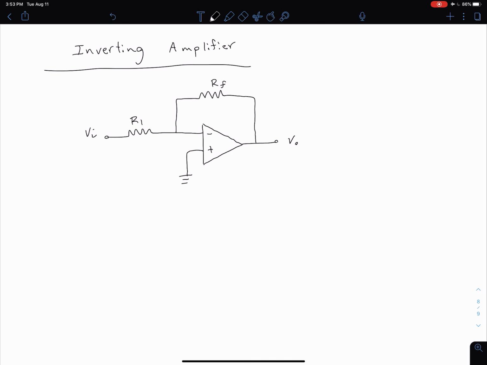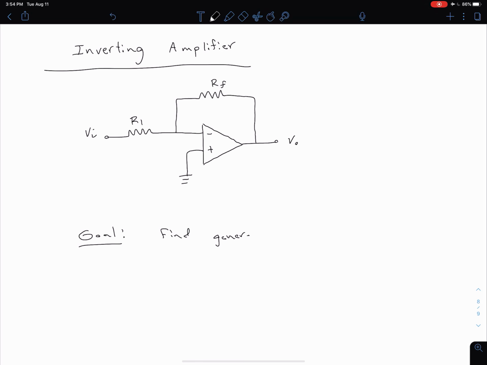So now that we're familiar with how to analyze our ideal op amps, what we're going to look at is a few different configurations over the next several videos that commonly come up. And what we want to do with these configurations is find some general equation for our closed loop gain.